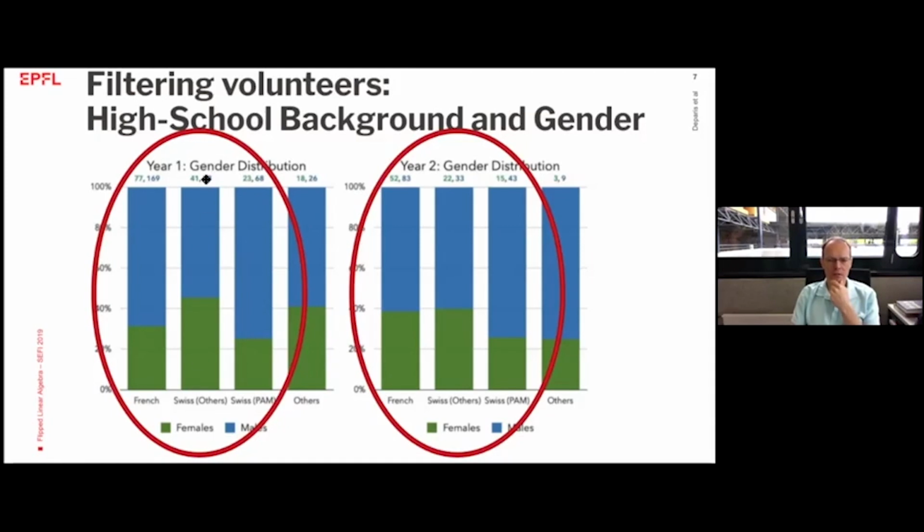And then we have students with a Swiss high school, but they didn't do math and physics option. So these have a weaker background in math, and then we have other students. So we focus on these 3. So we will either study the 3 together, or we split the 3.